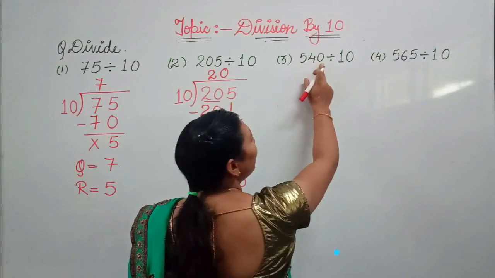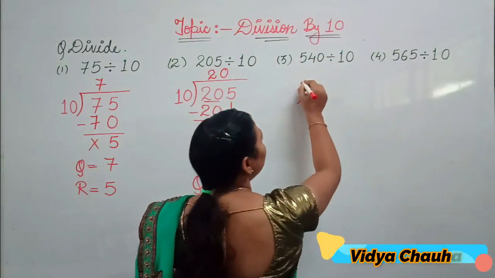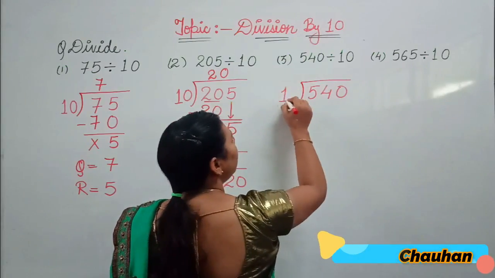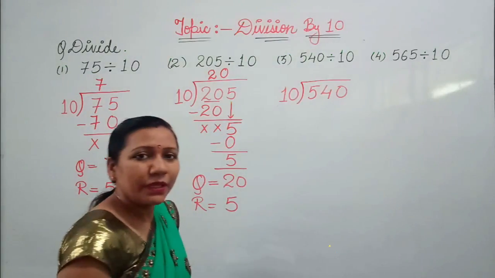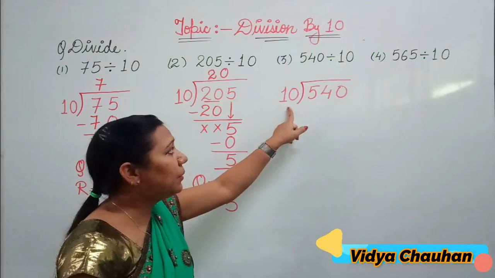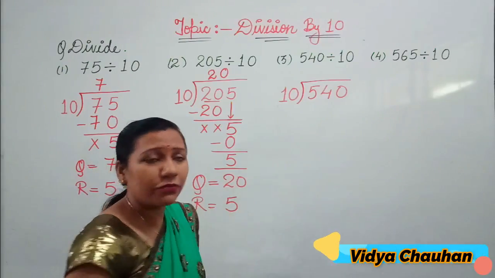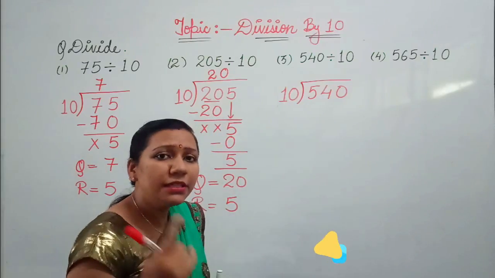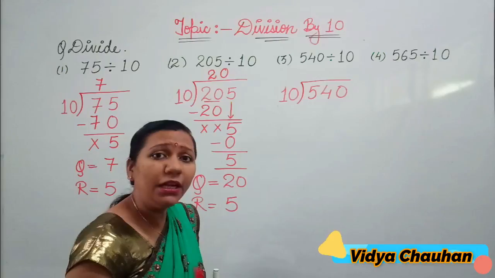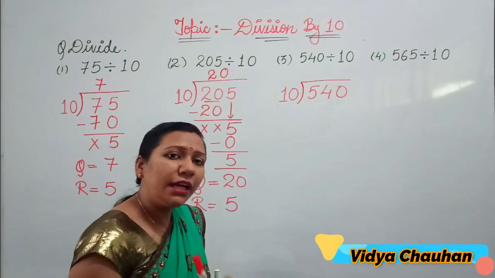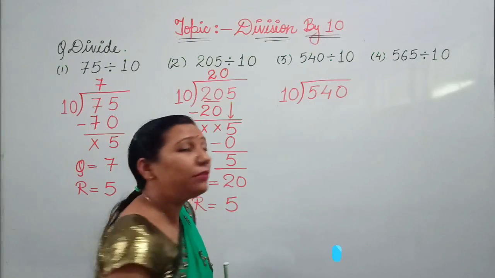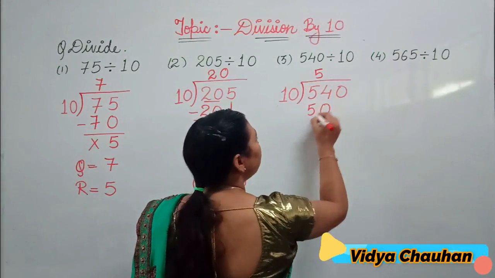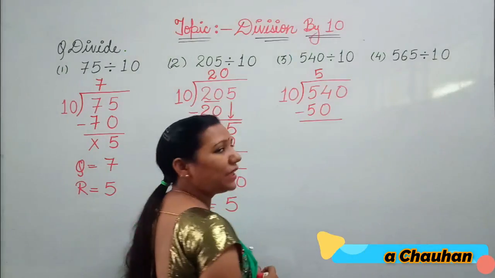Now we have to divide 540 by 10. So writing the number in the division box 540 and divisor 10. It's time to divide now. The divisor is a 2-digit number, so I will be taking 2 digits of the number. So let us read the table of 10. 10 1 times 10, 10 2 times 20, 10 3 times 30, 10 4 times 40 and 10 5 times is 50. So I will be multiplying by 5 and I'll get 50 here.